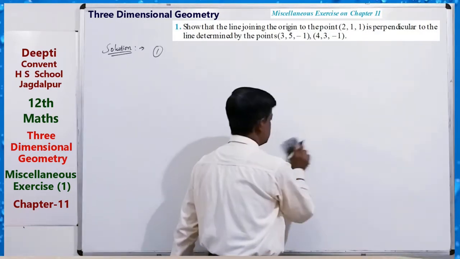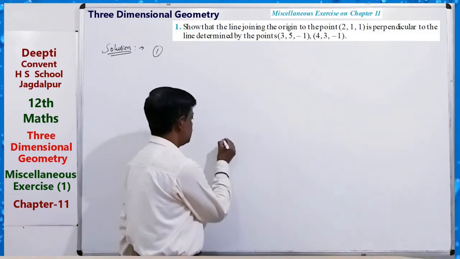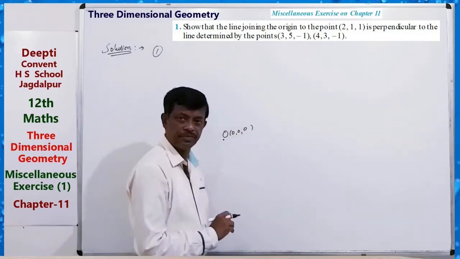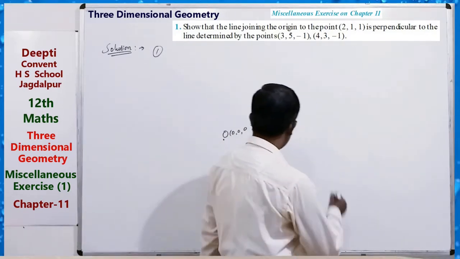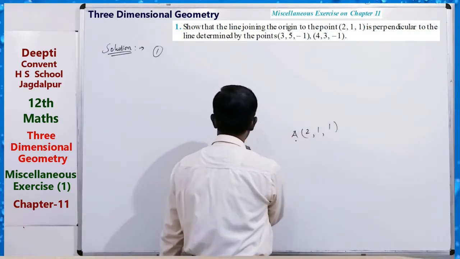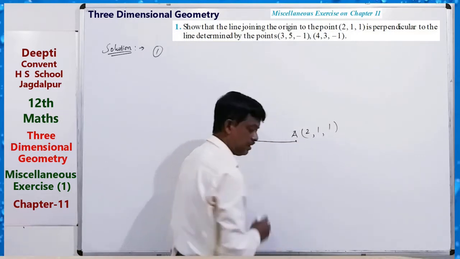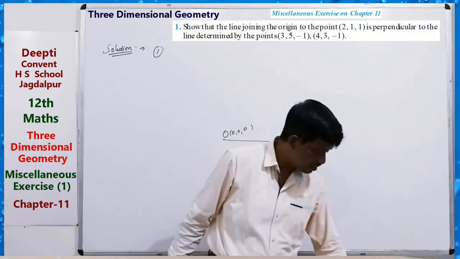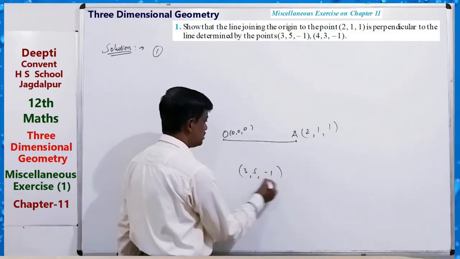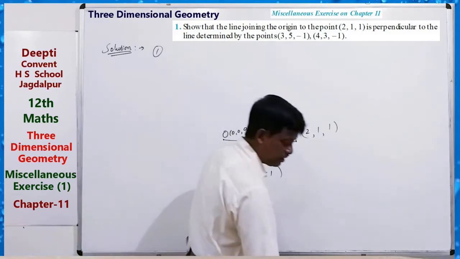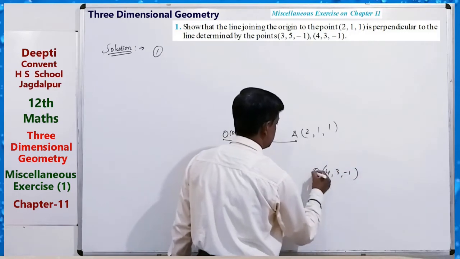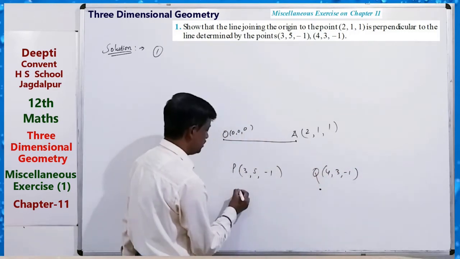Just a simple discussion here. Suppose this is the origin, so 0 0 0 is the origin, and its point is 2 1 1. This is point A. So this is a line, and another line joins the points 3 5 minus 1, this is point P, and 4 3 minus 1, this is another point Q. This is also a line.